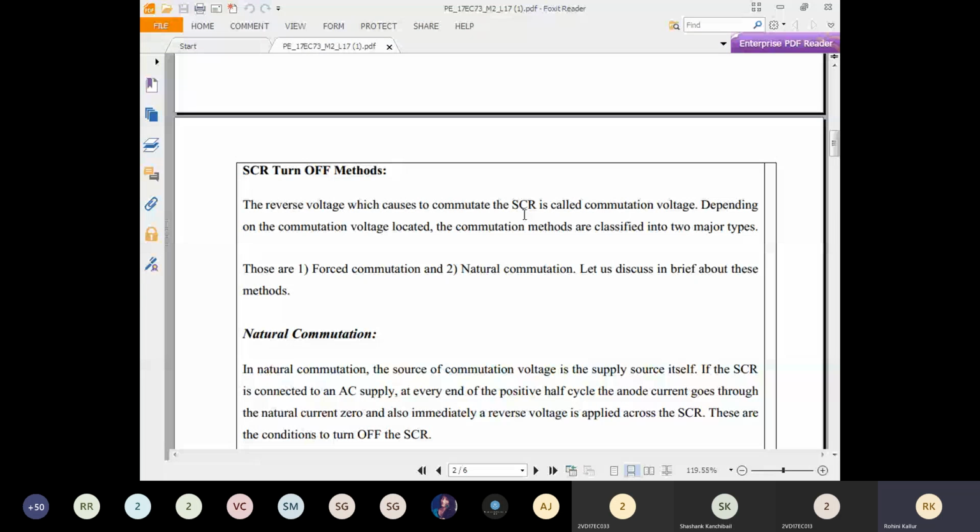Okay. So we'll see one by one, and in forced commutation I have class A to class F. For your syllabus you are going to study two: one is class A and the other one is class B. There are actually class A to class F types of commutations in the forced commutation circuitry.